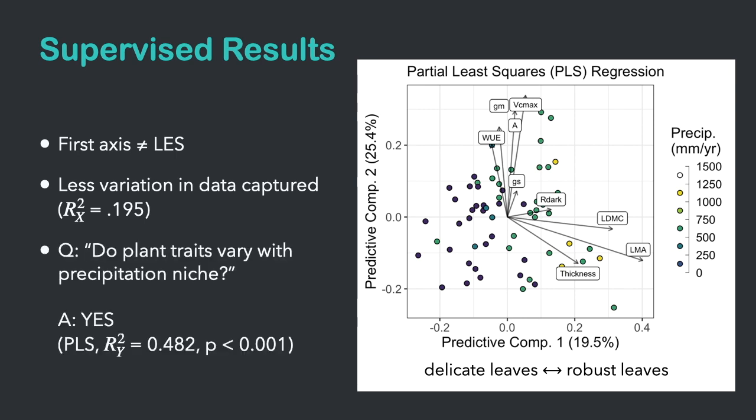But if we go back to our question, do plant traits vary with precipitation niche? Now the answer is definitely yes. R squared y, the more traditional r squared, is about 0.5, so about 50% of the variation in precipitation is explained by plant traits. And our p-value is low and highly significant.